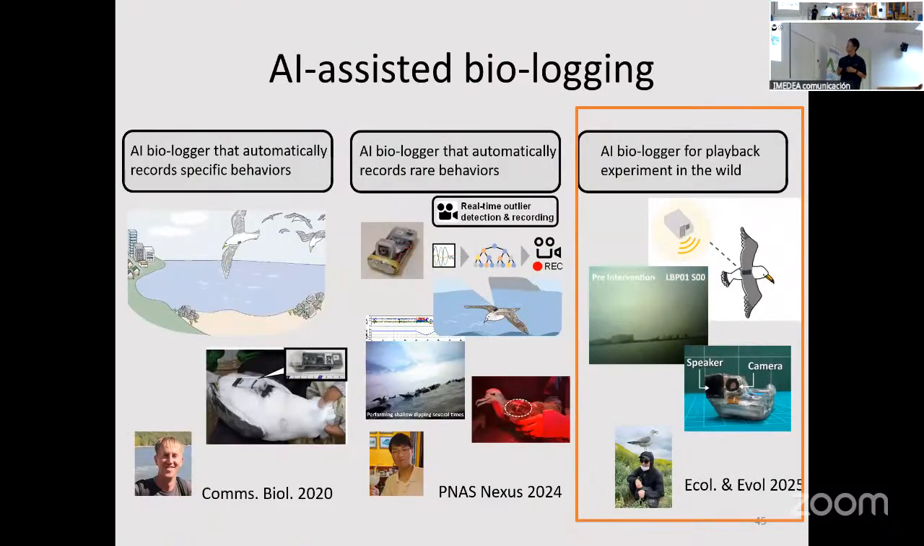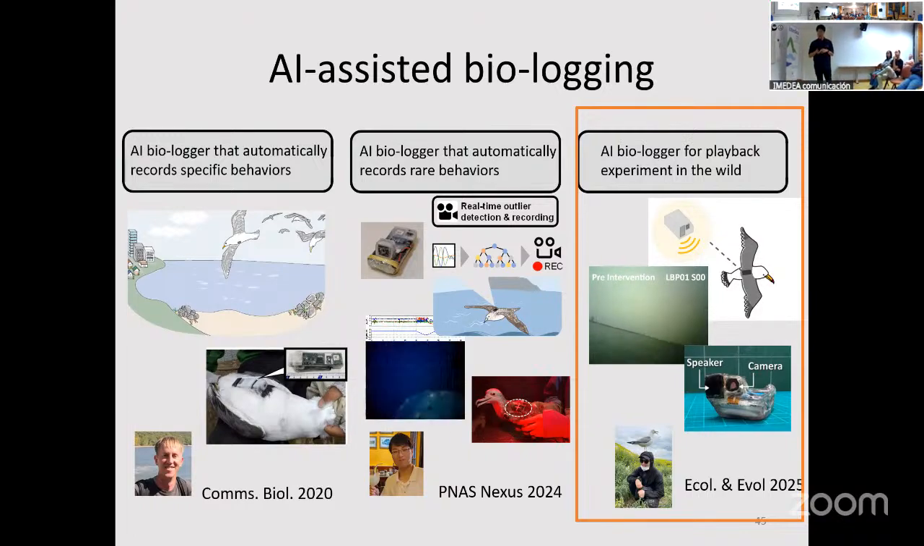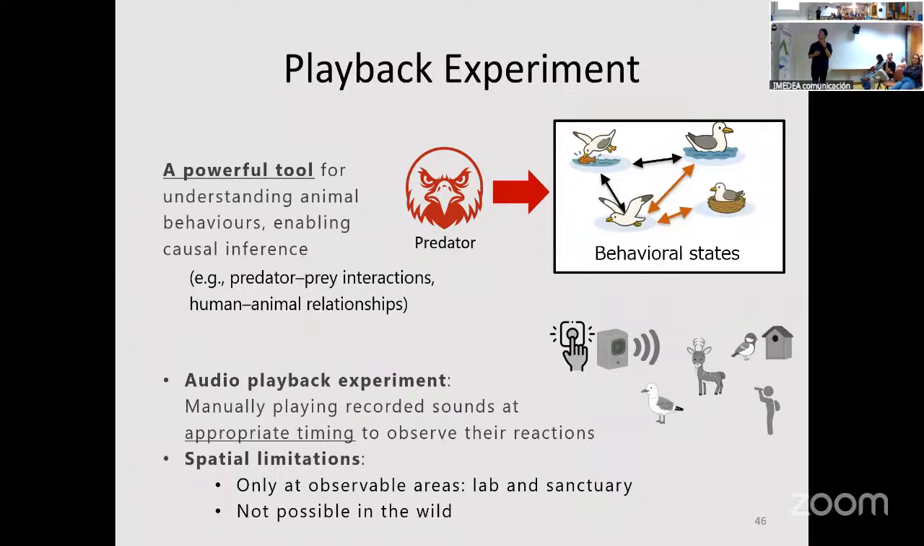And so this is a recent study by biologists on playback experiments in the wild. As you know, a playback experiment is a powerful tool for understanding animal behaviors and enabling causal inference. For example, we can understand predator-prey interaction or human-animal relationships.